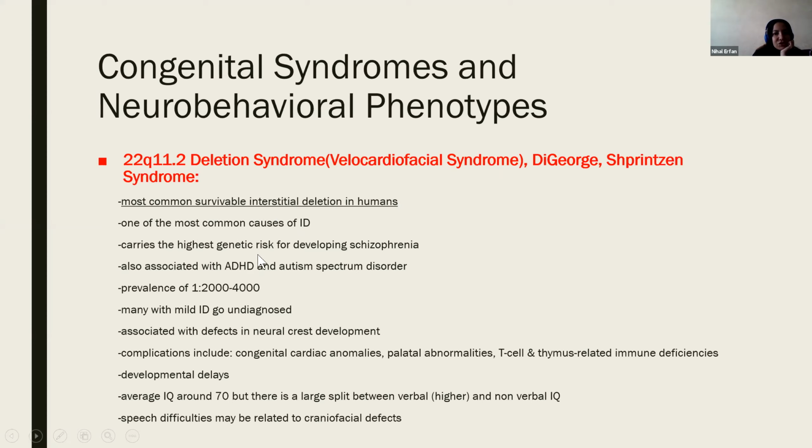It carries the highest genetic risk for developing schizophrenia, so it's really relevant to mental health. Also associated with ADHD and autism spectrum, the prevalence is about 1 in 2,000 to 4,000. Many will actually have mild intellectual disability and may go undiagnosed. Again, it depends on the school system. So I have patients who are in the really upper range of mild intellectual disability, if we say that it's up to around 70.